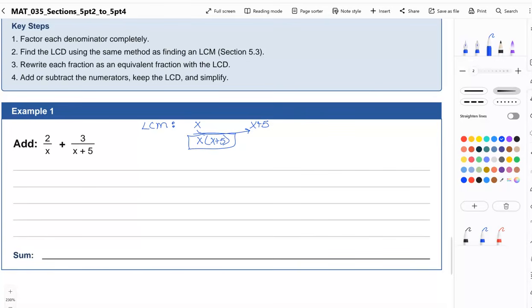So then the question becomes, how do I turn each denominator into x times x plus 5? I'm starting with 2 over x, and then I'm adding 3 over x plus 5. If I want to turn this x into x times x plus 5, I need to multiply by x plus 5. What I do to the bottom, I've got to do to the top. Same thing here with 3 over x plus 5. It's missing the x, so I'm going to multiply the top and the bottom both by x.